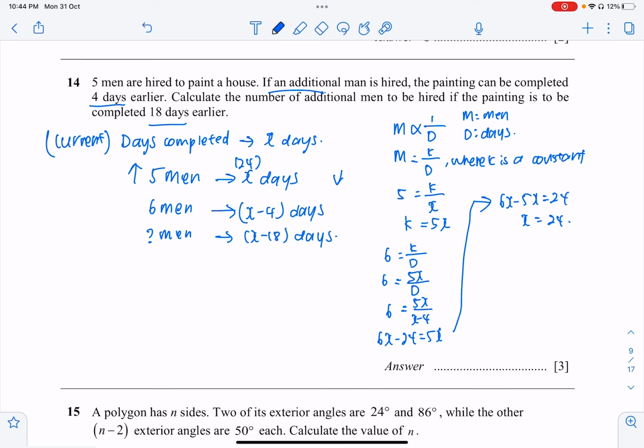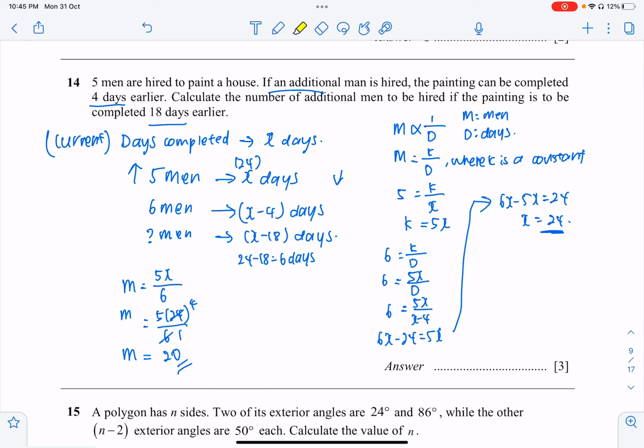So how many men does it take to complete the project in 24 minus 18, which is 6 days? Now the number of men is our unknown, k is still 5x, and days is now 6. We found out earlier that x equals 24. So let's substitute: 5 times 24, the whole thing over 6. We can cancel, and we know that the number of men required to complete the project in 6 days is 20.